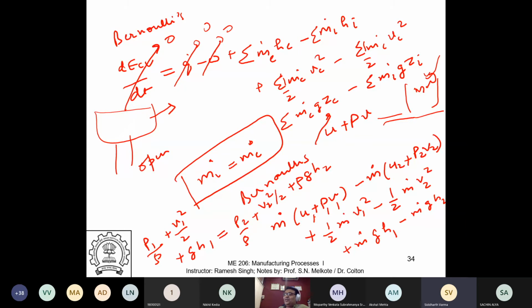Velocity is there. Pressure alone doesn't drive the flow. The flow is driven by Bernoulli's equation, where pressure, velocity, and the static head, all three count.